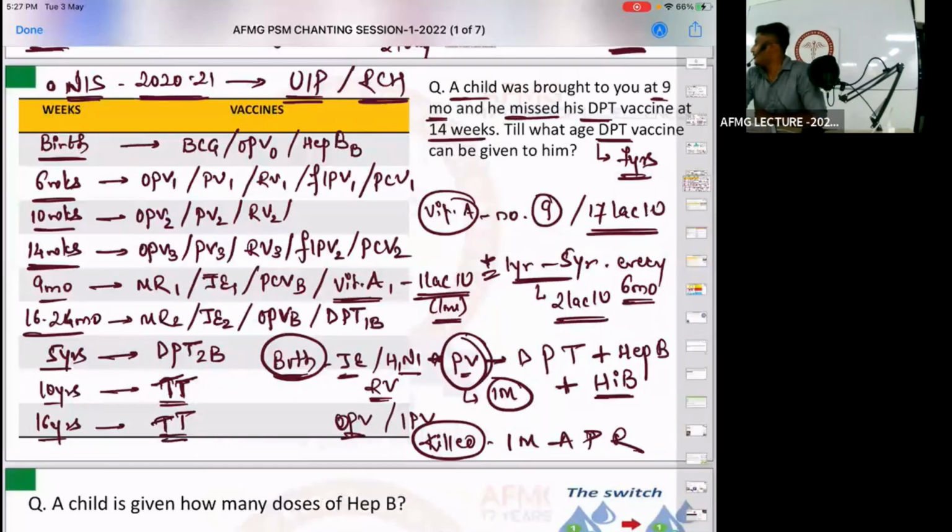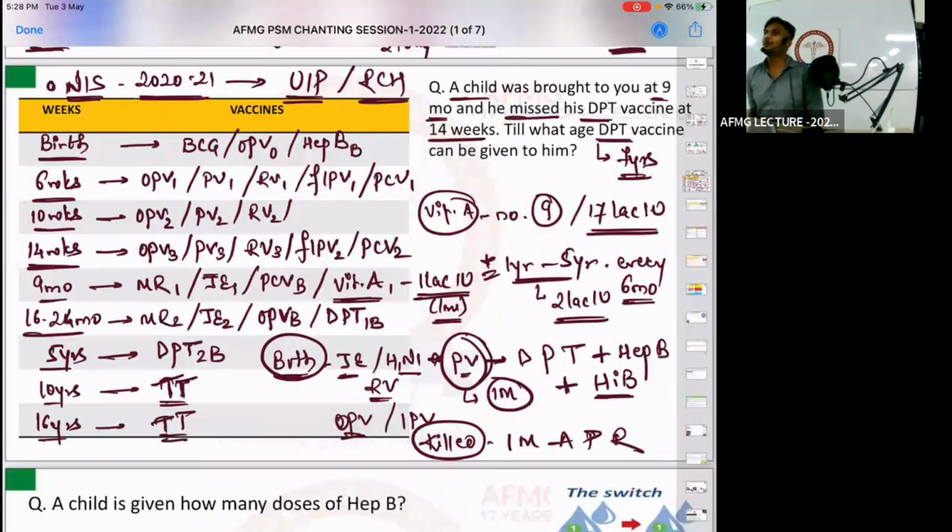Now, if I change my question, this will surely come. I said in my first question, maximum time of hepatitis B is 1 year. Check delayed immunization. If I modify my question, maximum time of the birth dose of hepatitis B is, very good, 24 hours. The maximum time of birth dose of hepatitis B is only 24 hours. Next, if I say maximum time till which OPV can be given.